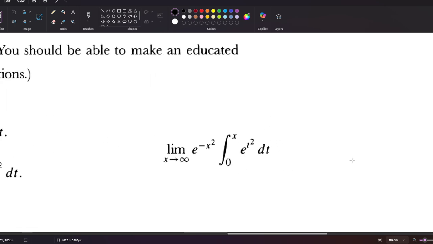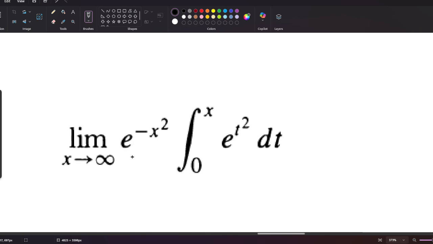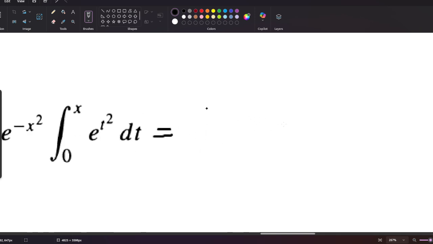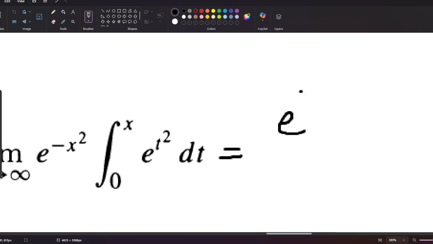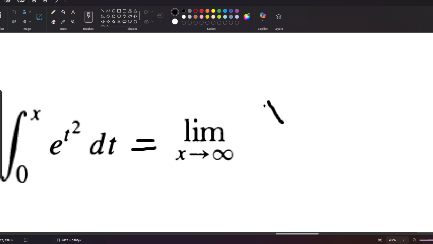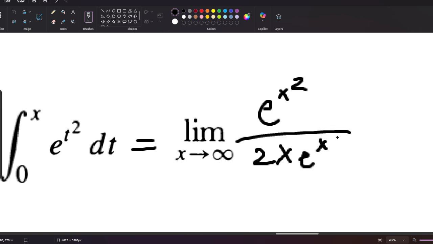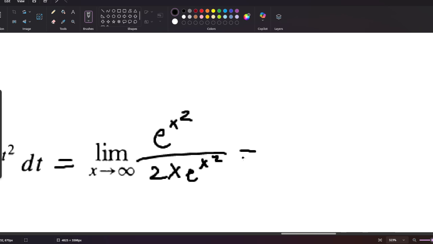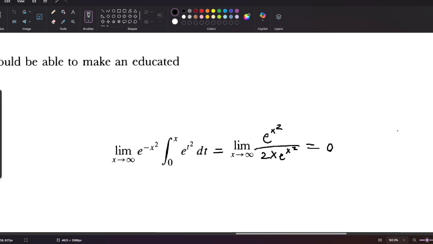Let's begin with this one. So obviously this can be expressed as a fraction, and we can apply L'Hopital's rule because both the denominator and the numerator are going to be diverging as x approaches infinity. So let's do that right away. I'm going to have the limit as x approaches infinity of e to the power of x squared over 2x times e to the power of x squared. E to the power of x squared is going to cancel out. We're going to have 1 over 2x, and that's obviously going to just be 0 as x approaches infinity.